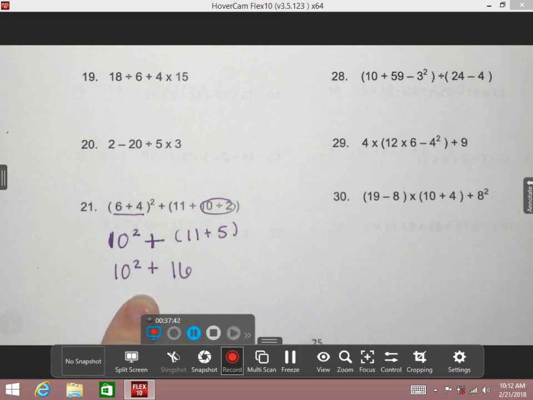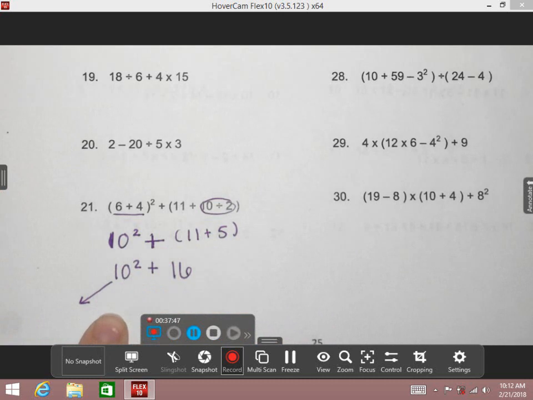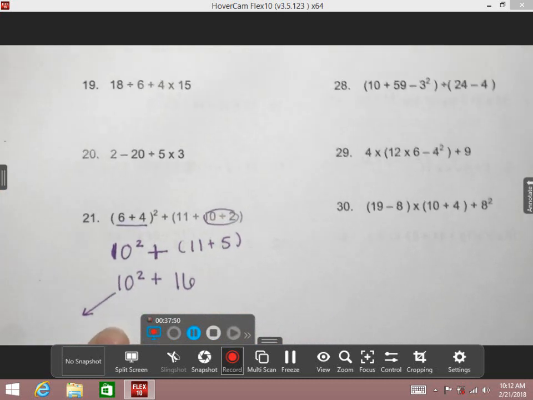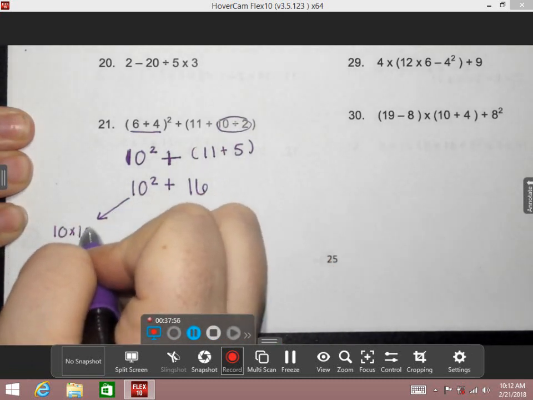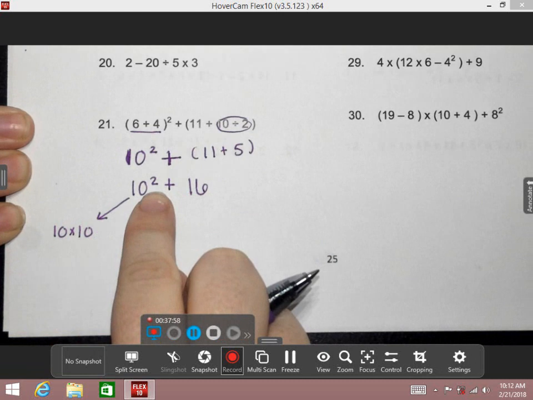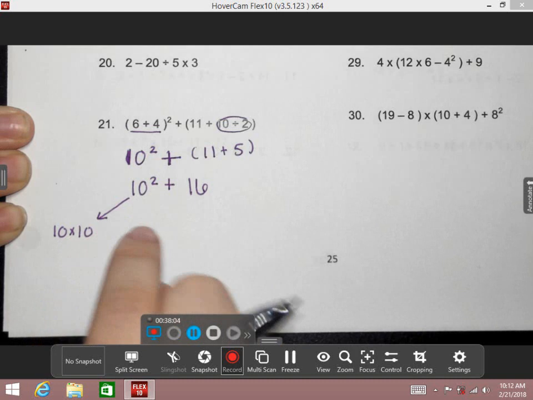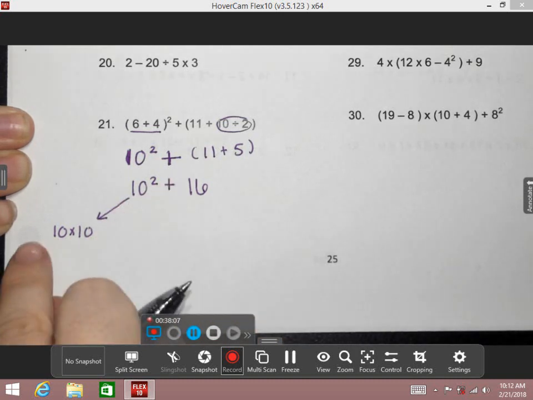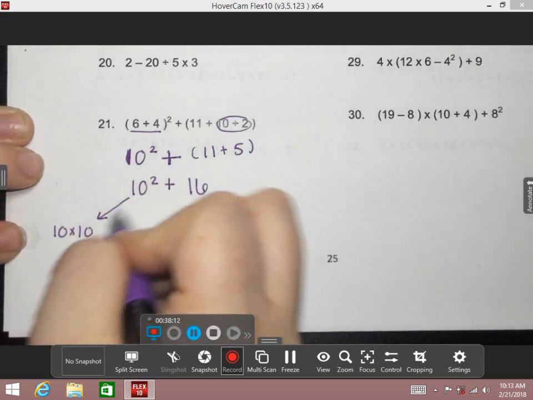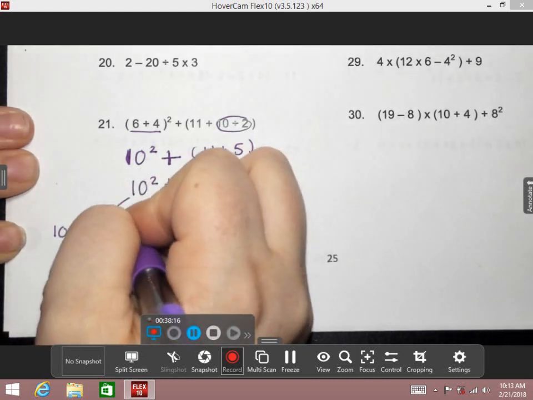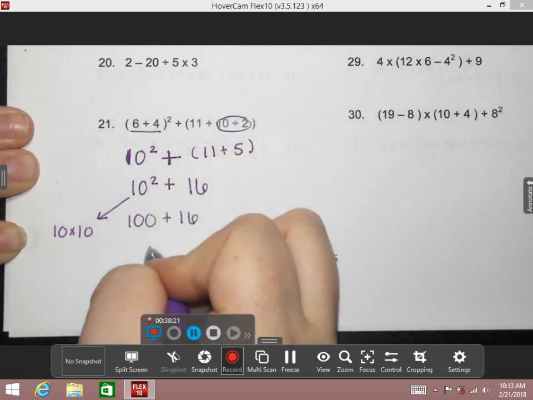The next letter is E for? Exponent. So guys, I know that's an exponent, but does anyone remember, how does that exponent work? Lester? You do 10 times 10. What if instead of a 2, that was a 3? We would have another times 10 there. We would do it 3 times. If it was a 5, we would have 10 times 10 times 10 times 10 times 10. The exponent just tells me how many times to do it. So 10 to the second power, 10 times 10 gives me 100 plus 16. Next.